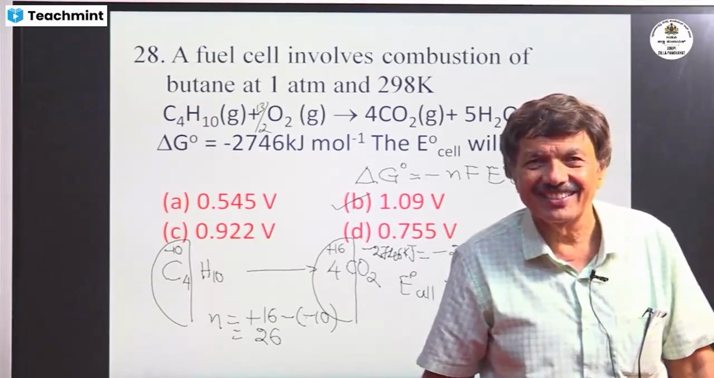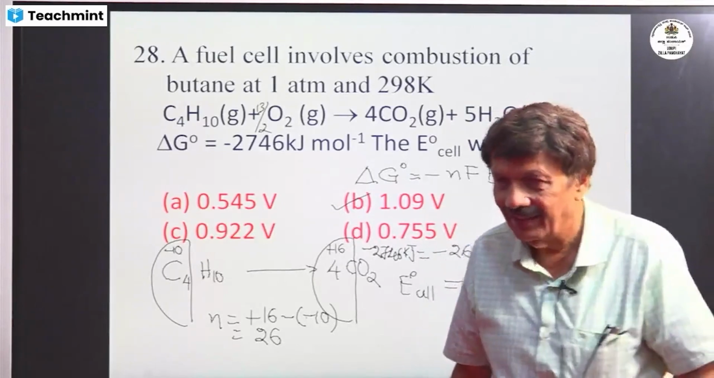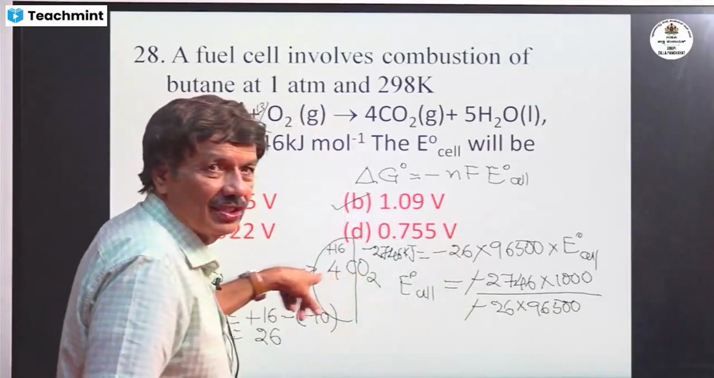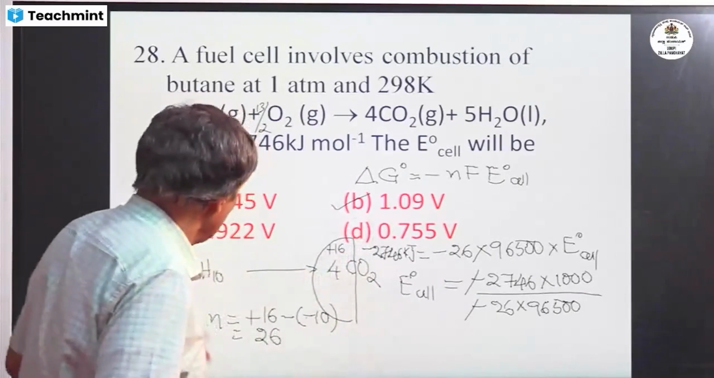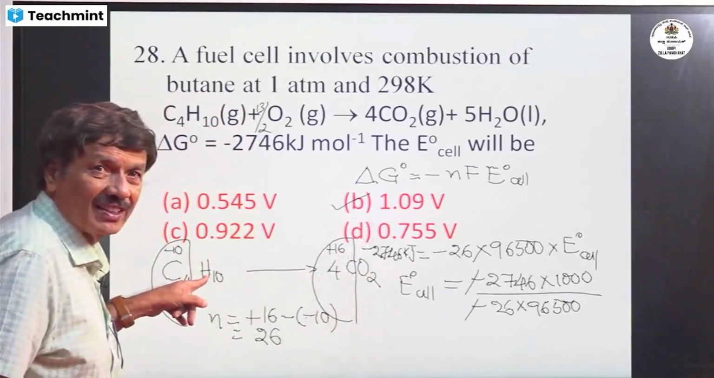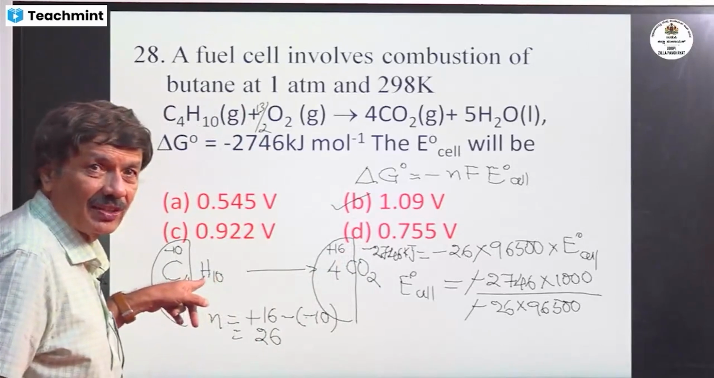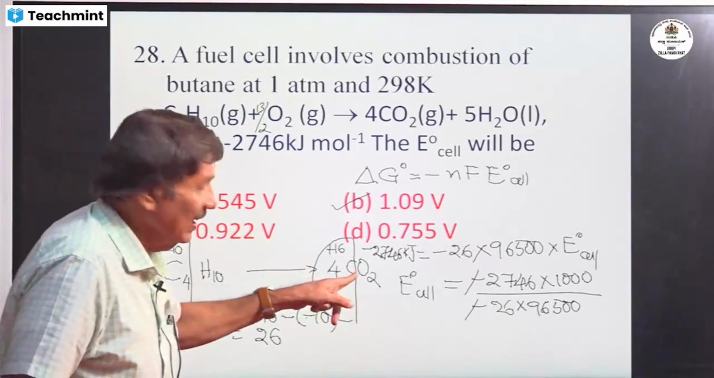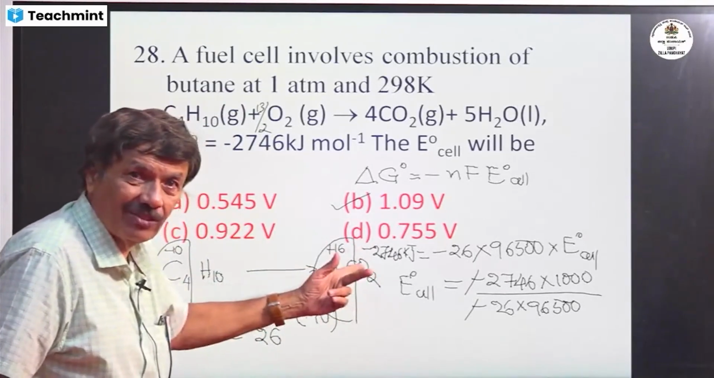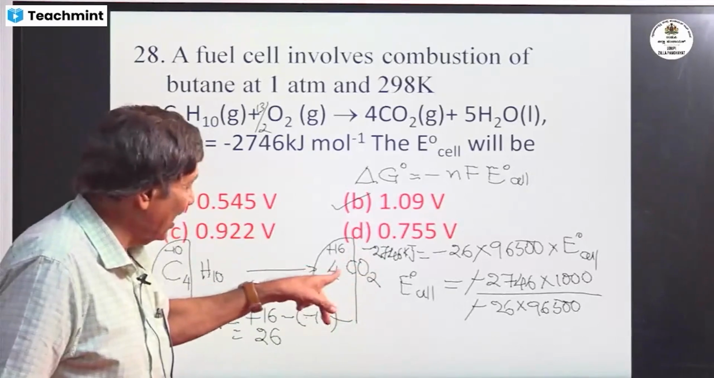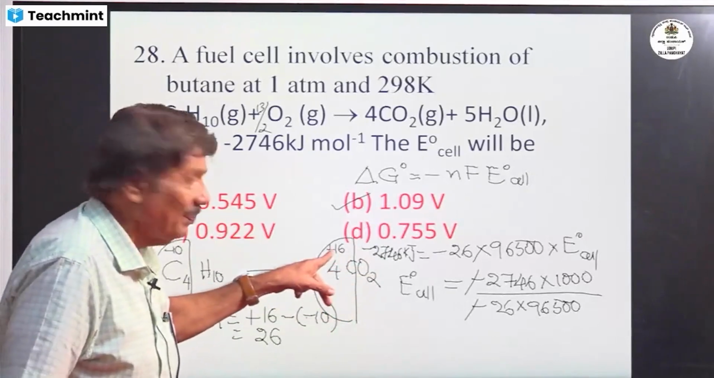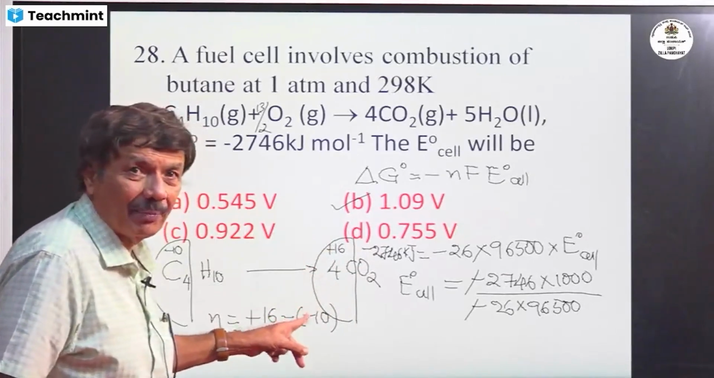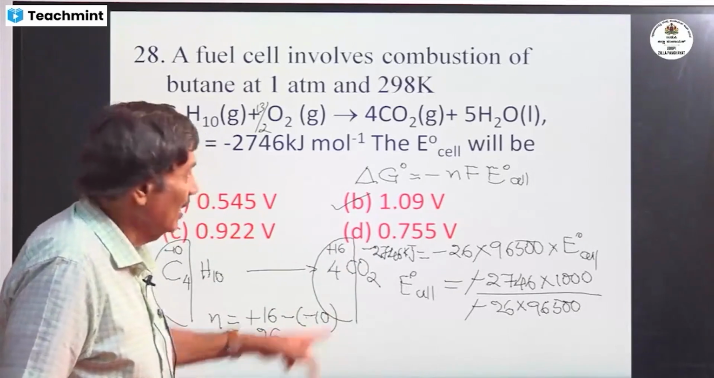Once again I shall tell. This is the equation now. Only the problem is to calculate n. Each hydrogen is plus 1, so 10 hydrogens give plus 10, and from 4 carbons minus 10. Each oxygen is 2 minus, 2 oxygens are there in one molecule, so 4 minus. Each carbon is 4 plus, but 4 carbons are there, so plus 16. n is the change, final minus initial: plus 16 minus of minus 10. It becomes 26.